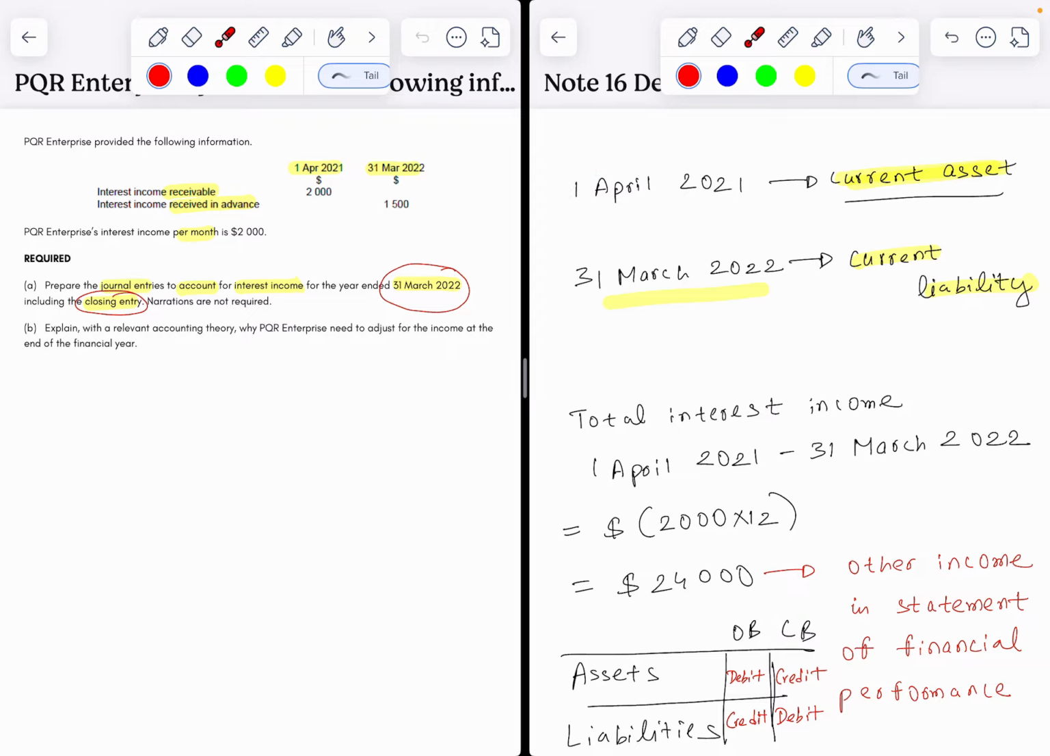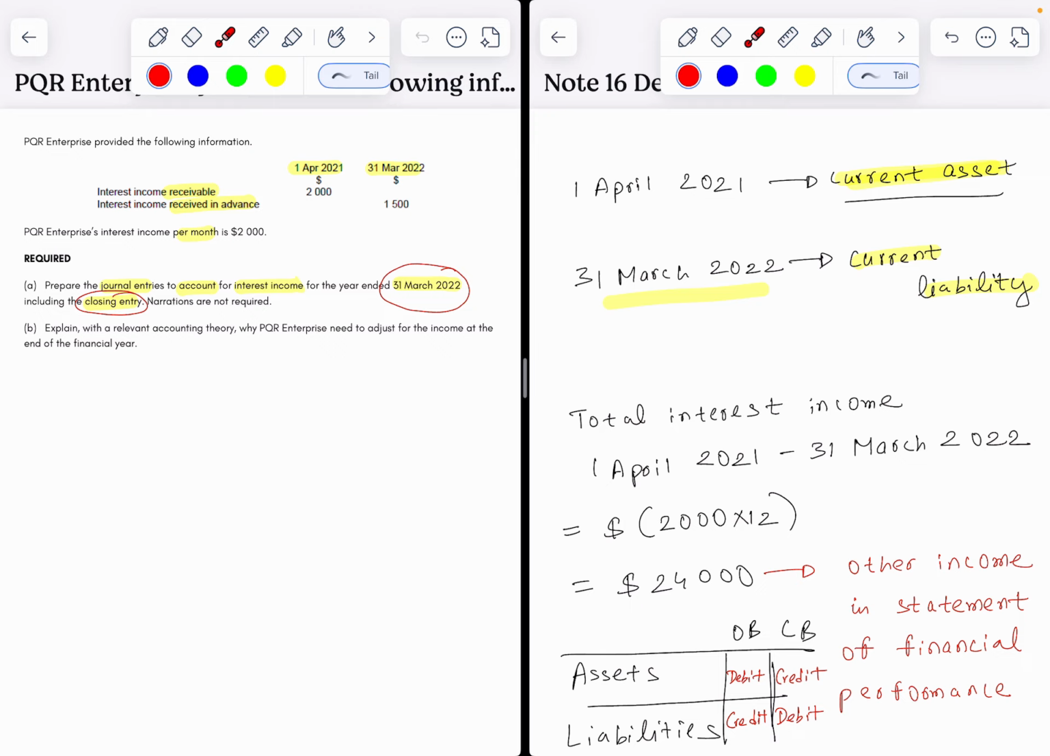Then at the end of the financial year at 31 March 2022, we are given the interest income received in advance of $1,500. So this interest income received in advance refers to a current liability which we have got at the end of the year because we have received the cash, but we have not yet earned the right to say that this is actual interest income. This income is something we will earn in the next financial year starting 1 April 2023. But at this moment, which is at 31 March 2022, this is an obligation for us to fulfill our requirements in the next financial year, okay?